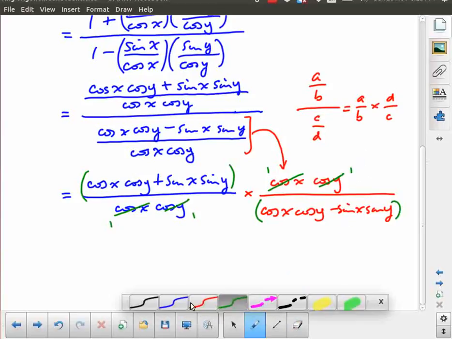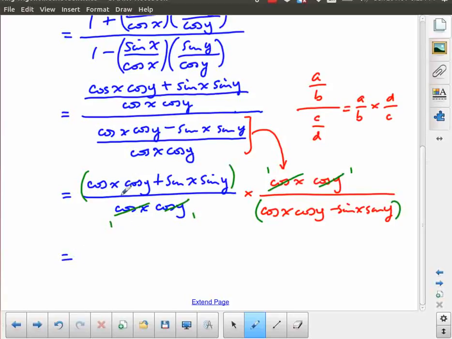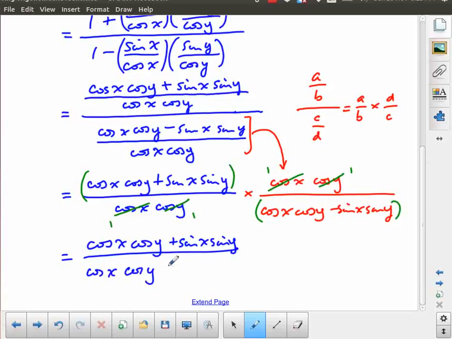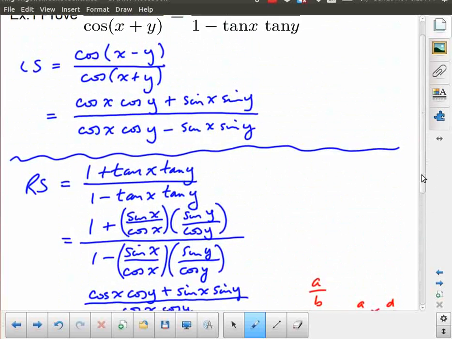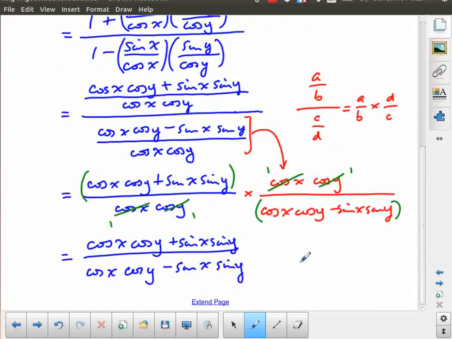And my result of that is I've got this bracket, which is cos x cos y plus sine x sine y over cos x cos y minus sine x sine y. And you can see that that is the same. So now we have left side equals right side, and we have proven the identity is correct.